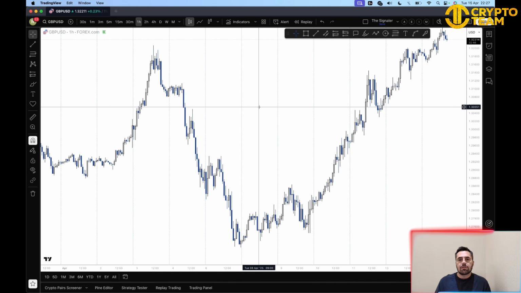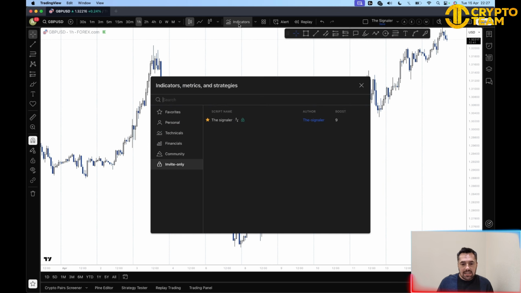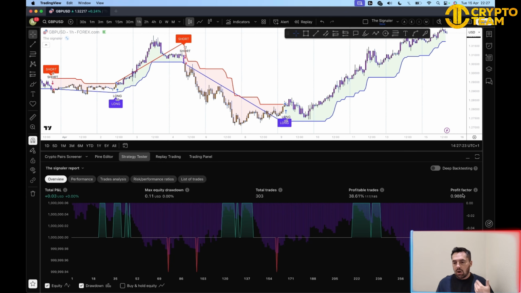Now that we're on the charts, I want to show you how to use this indicator. What we do is we go up here to indicators, you'll go to your invite only, and you will click to put the signaler on your screen.